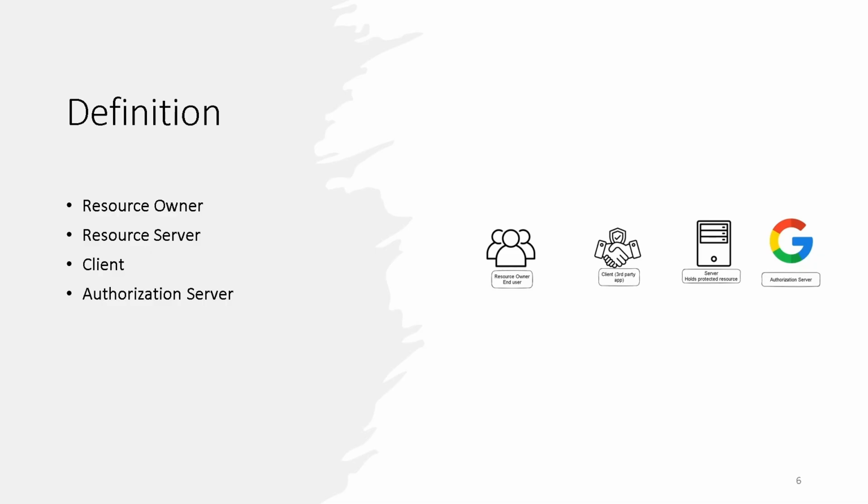A resource owner: this is the user who owns the resource being accessed. A resource server: this is the server where the user's resources are stored. It could be a shared drive or Google Drive or something like that. Client: this is a third-party client application requesting access to the user resource. And the authorization server, which I'm referring to with the Google logo: this is the server that authenticates the user and issues access tokens to the client.